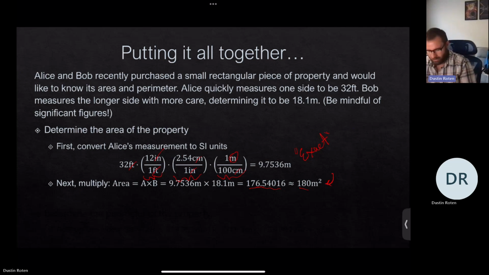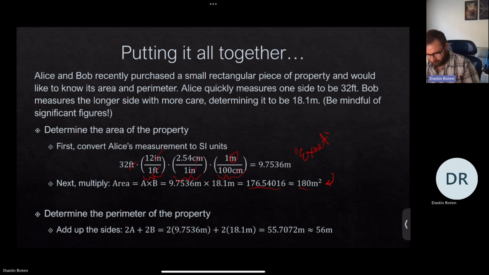Now let's just determine the perimeter of the property real quick. Essentially that's just 2 times Alice's side and 2 times Bob's side, since it is a rectangle. You'll notice that again we get a lot of decimal places, but 2 sig figs, so the perimeter is roughly 56 meters.